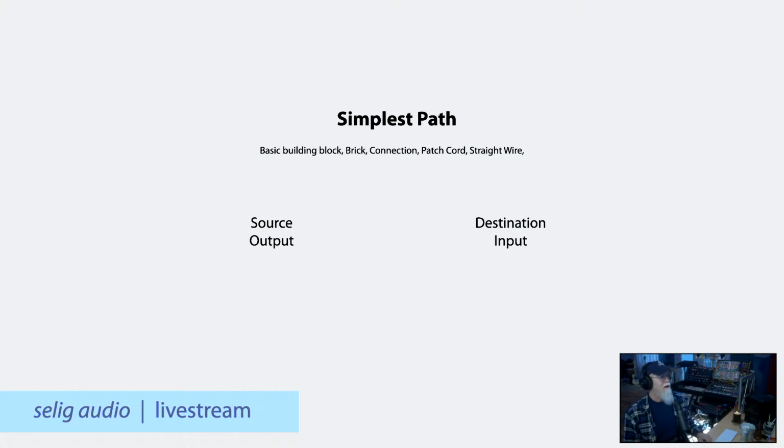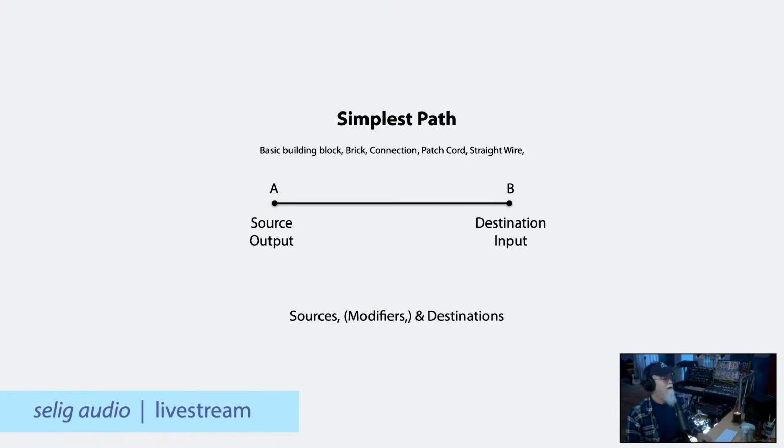The simplest path is basically a straight wire, A to B. We have a source and we have a destination. That could be like a patch cord or guitar cord, or any cable would be the simple path. And it's an output to an input. And even a modulation matrix uses that with usually some sort of modifier in between, like a scale or a level control.